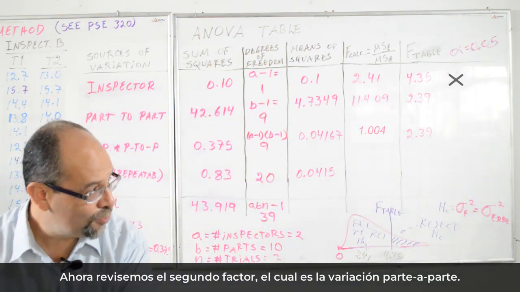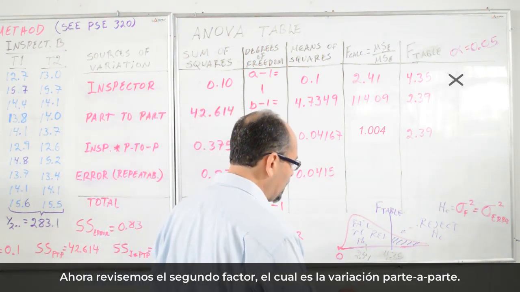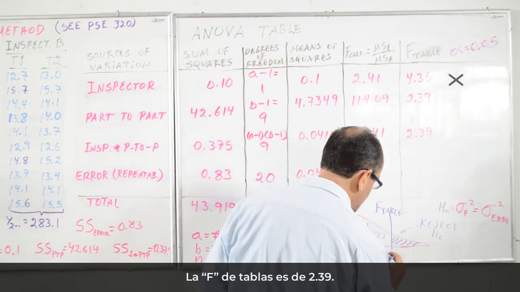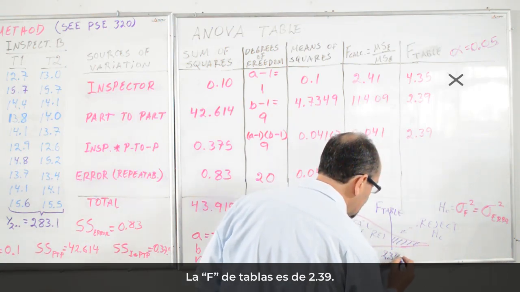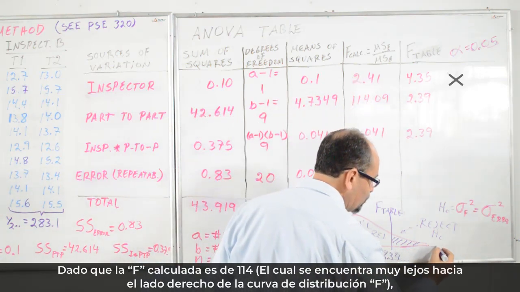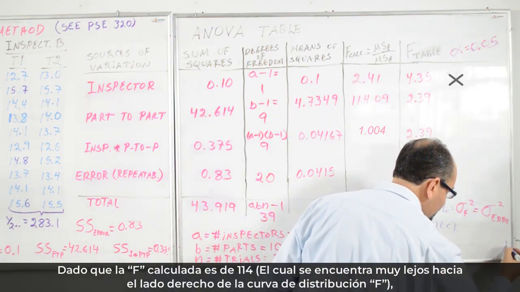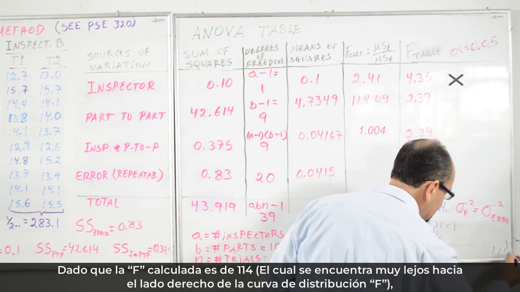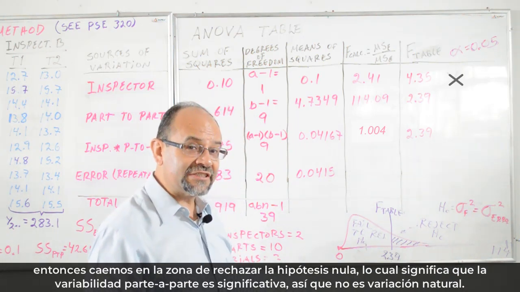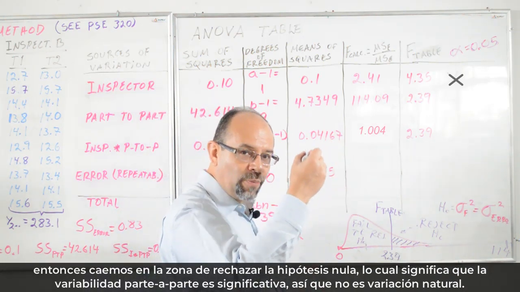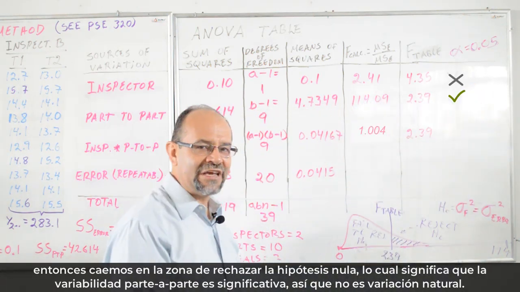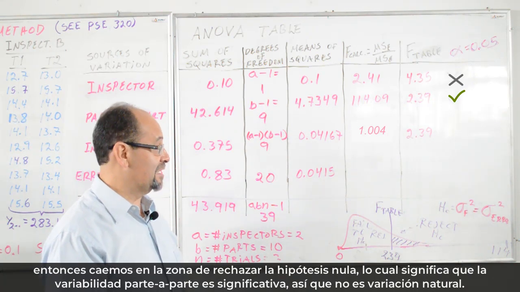Now, let's see the second case, which is part-to-part variation. The F from table is 2.39. Since the F calculated is 114, which is far, far away from here, we are in the region of reject null hypothesis, which means that the part-to-part variability is significant. That variability is not a natural variation, but is significant.